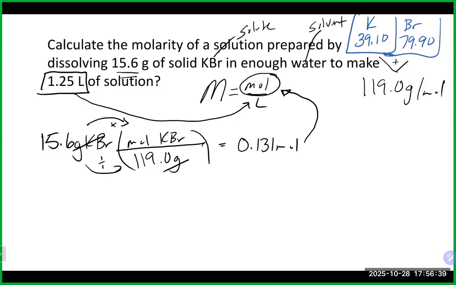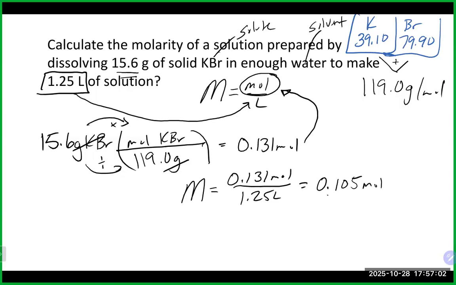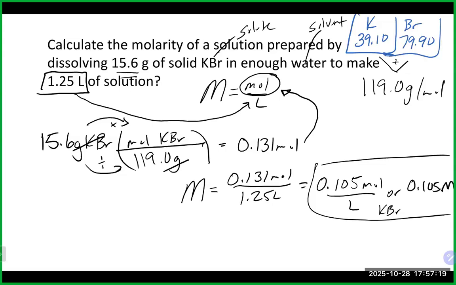So we've got everything we need to calculate our molarity now. Our molarity would be 0.131 moles divided by our 1.25 liters. And we end up with 0.105. Now, in terms of the units, you could leave it as moles over 1 liter. Again, the number stays with the moles part. Or at this point, you can revert back to the big M if you like, and a little KBr maybe as well. Any questions on that calculation there?